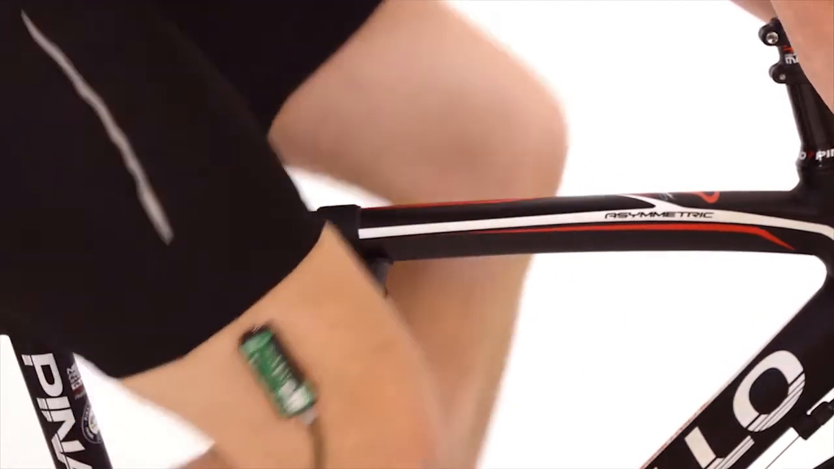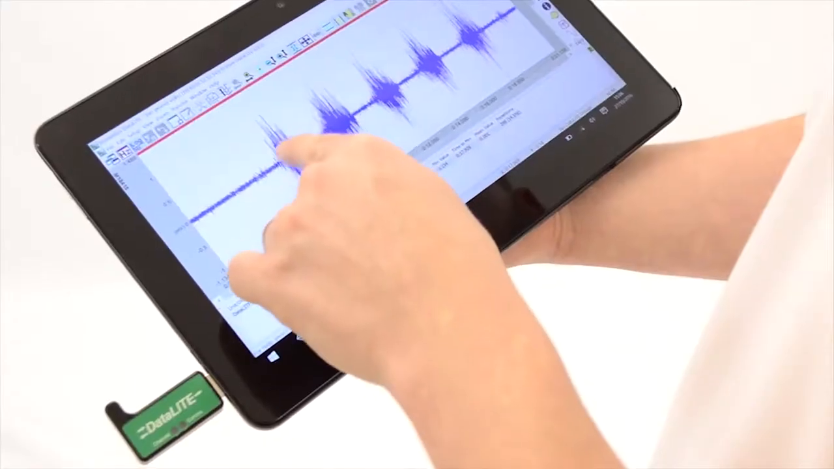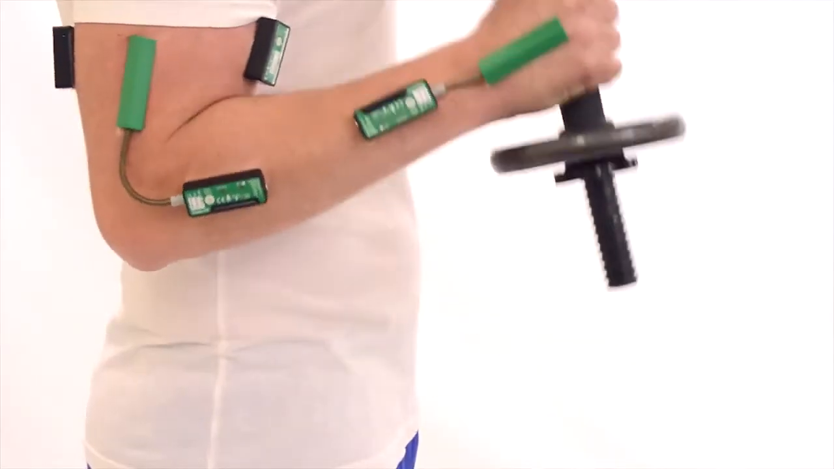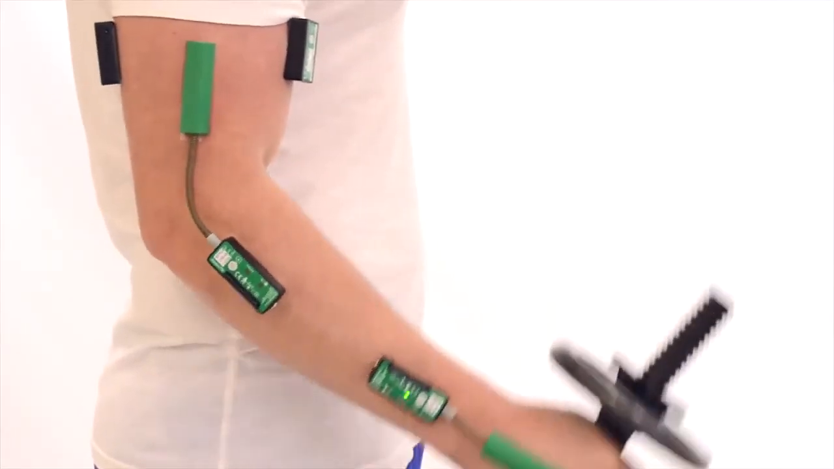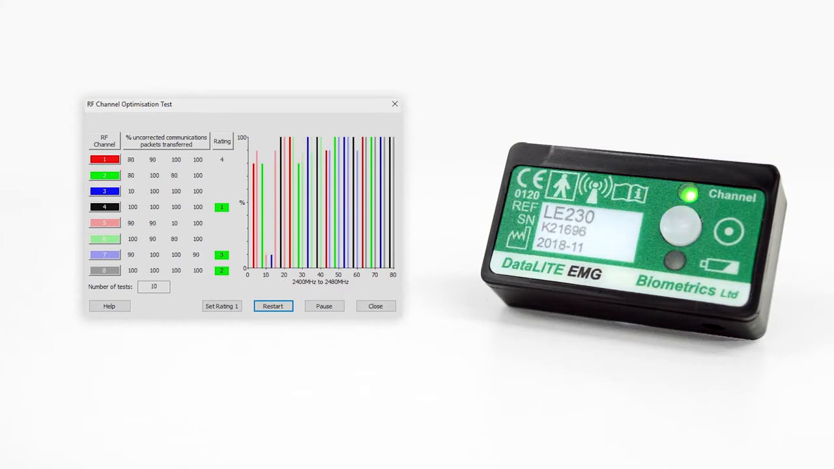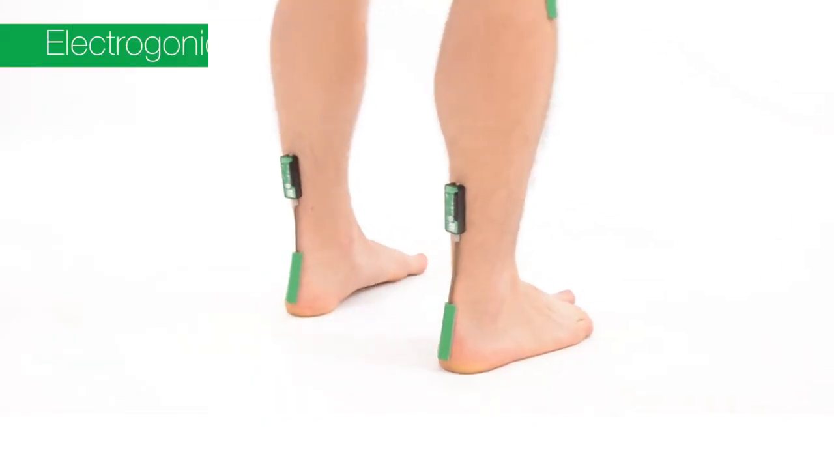DataLITE wireless sensors enable movement analysis, EMG, and other physiological parameters to be displayed and recorded in real time, allowing the test subject total freedom of movement. The new RF channel optimization test helps determine the best Wi-Fi frequency to use for communications between the DataLITE sensors and dongle within a specific test area.